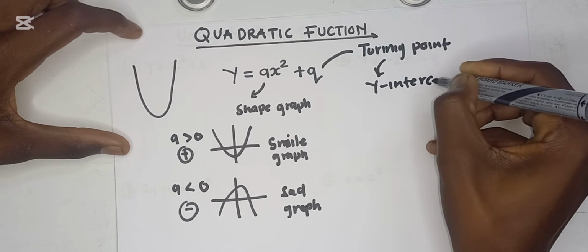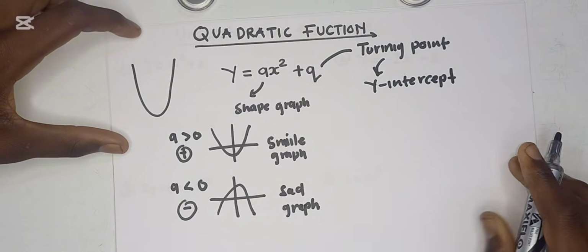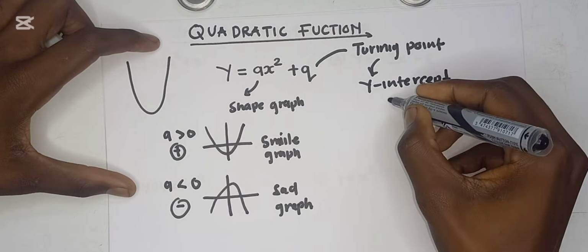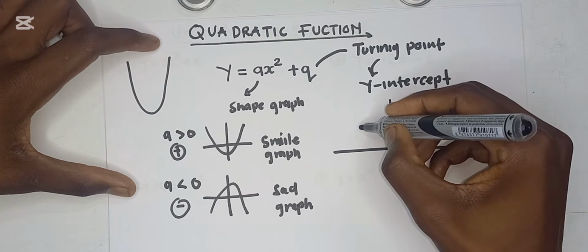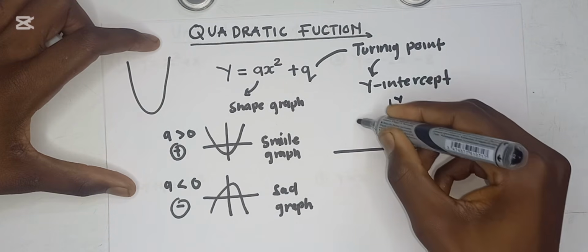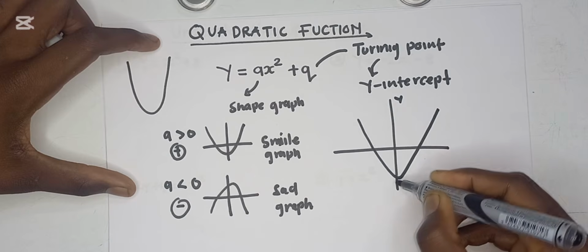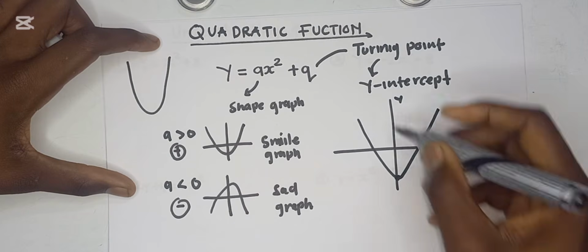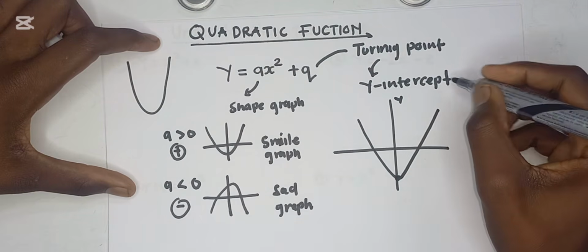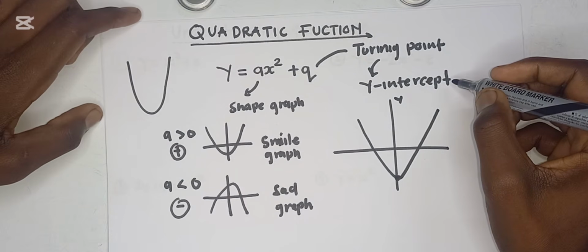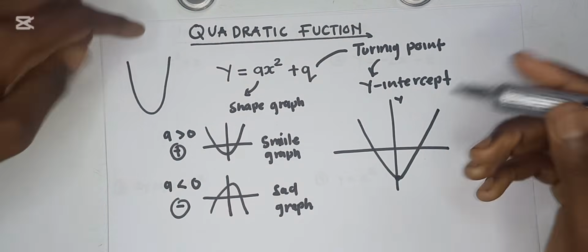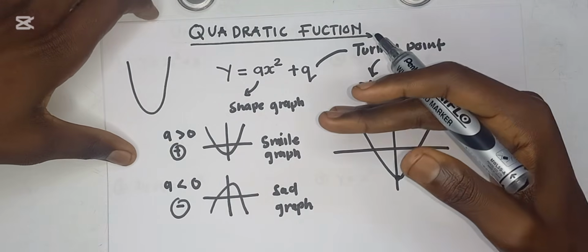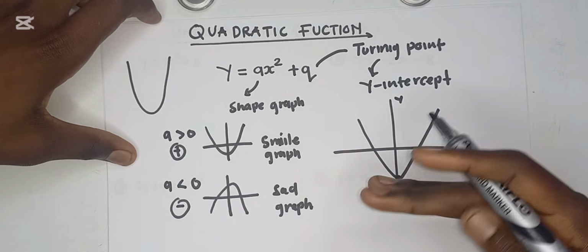In grade 10 quadratics, the turning point is always on the y-axis, something like this. It always turns on the y-axis. So the value of q is also what? The y-intercept. Yes. Also, what I want you to understand with the value of q is that it shifts the graph up and down.